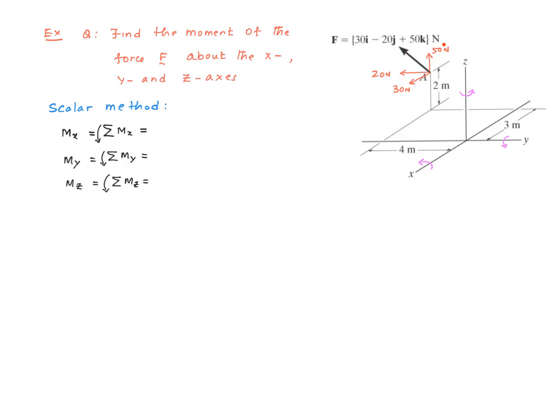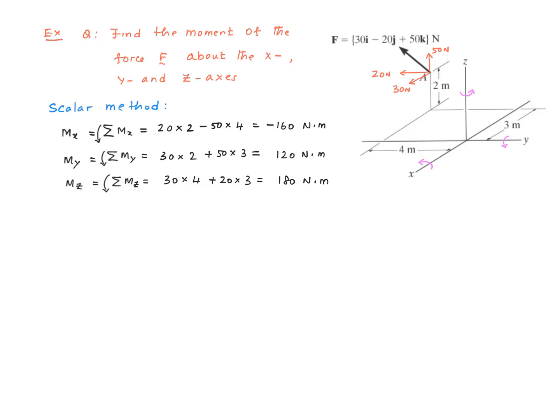But when you draw these arrows, pay attention to the signs. So here I have a positive component in the x direction, but negative component in the y direction, positive component in the z direction, right? So you want to direct these arrows in the appropriate directions. So you can see I have drawn the 30 Newton in the positive x direction and 20 Newton in the negative y direction and 50 Newton in the positive z direction.